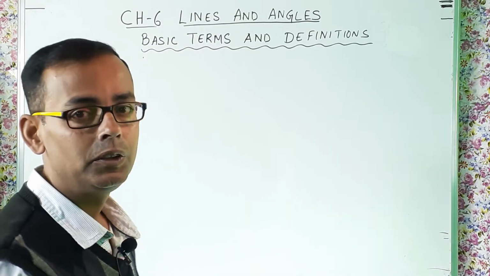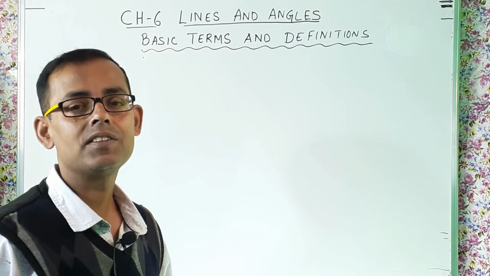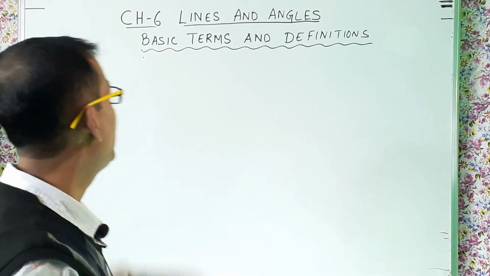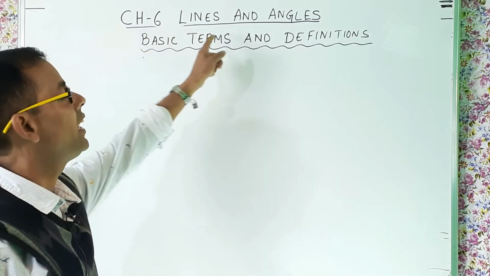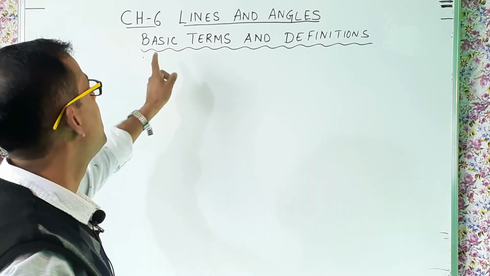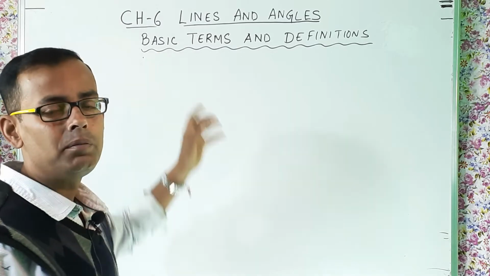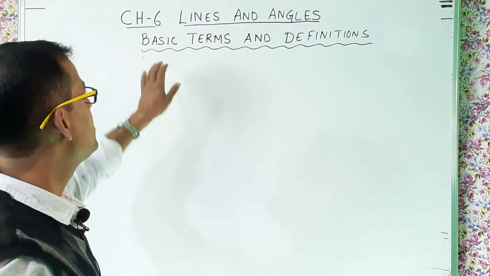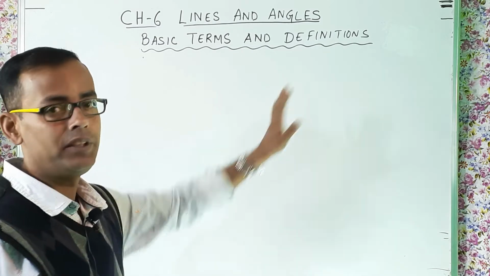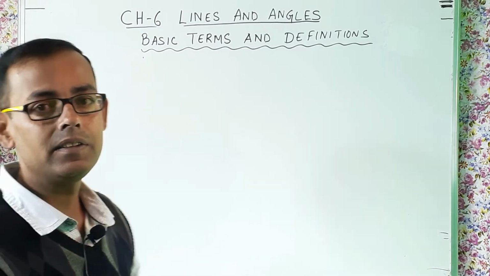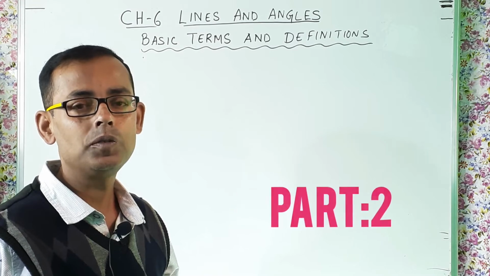Now students, today we are going to study class 9 mathematics, chapter 6, Lines and Angles. And we are going to study some basic terms, basic terms and definitions. This is part 2 of this chapter.